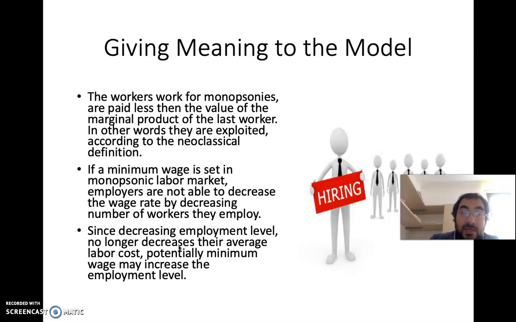If a minimum wage is set, of course, they are also exploited according to the Marxian definition, but according to the Marxian definition, the system cannot exist without exploitation. If a minimum wage is set in a monopsonic labor market, employers are not capable of decreasing the wage rate by decreasing the number of workers they employ. Since decreasing the employment level no longer decreases the average labor costs, potentially the minimum wage may increase the employment level.